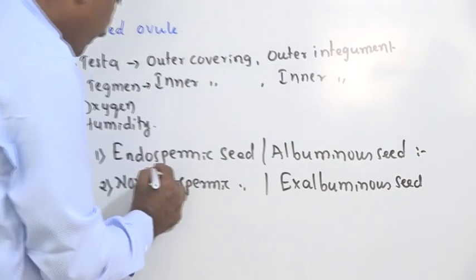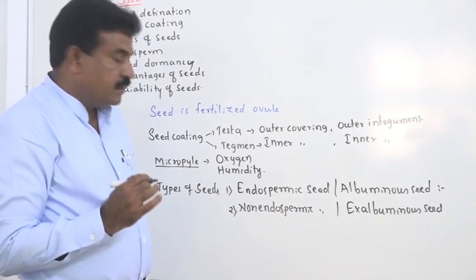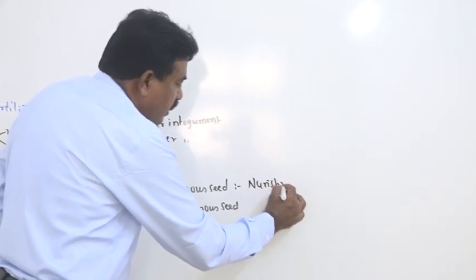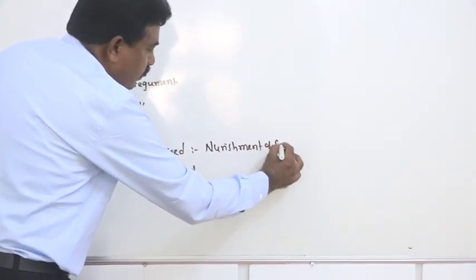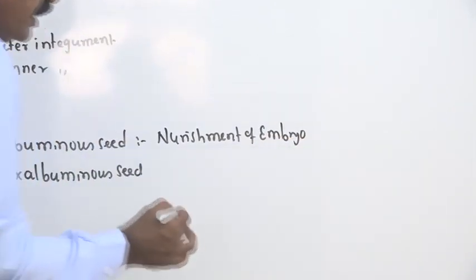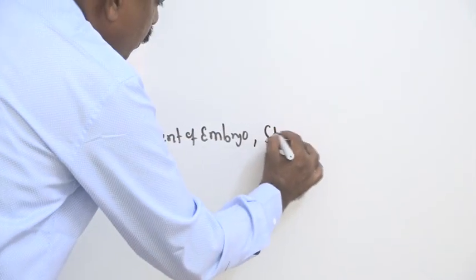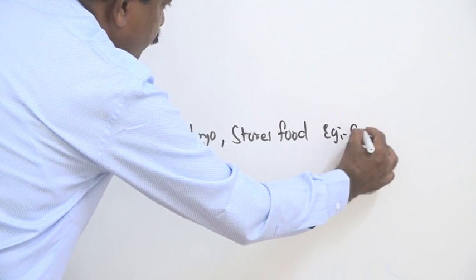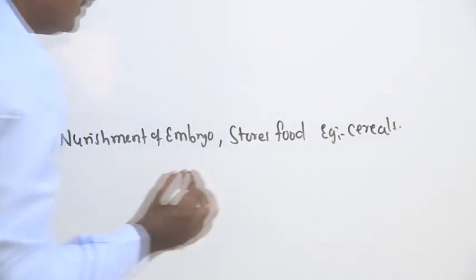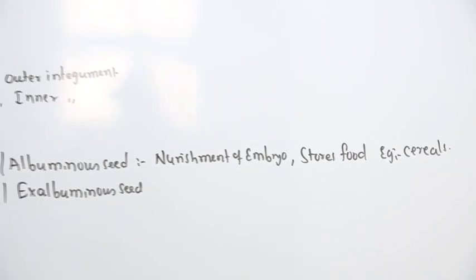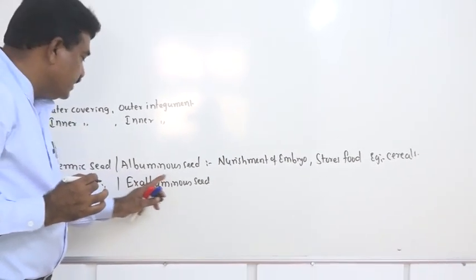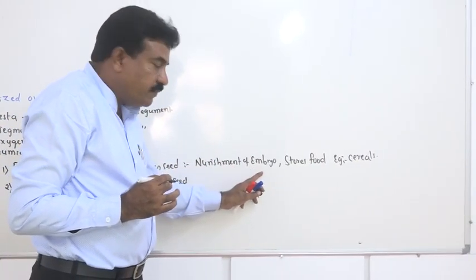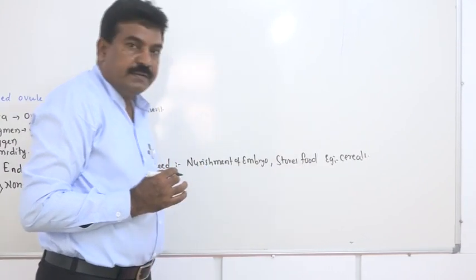In case of endospermic seed or albuminous seed, the endosperm does two roles. One is nourishment of embryo. It is a natural role. In addition to that, subsidiary, it stores food. Hence, take all cereals, rice, wheat, ragi, barley, oat. In all these cases, the albuminous seeds or endospermic seeds play a very important role in nourishment of embryo and also they store the food material.